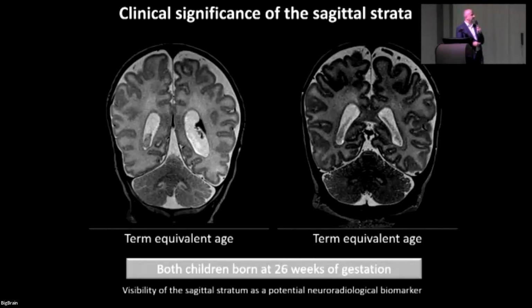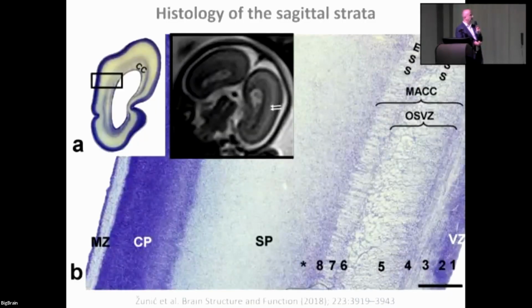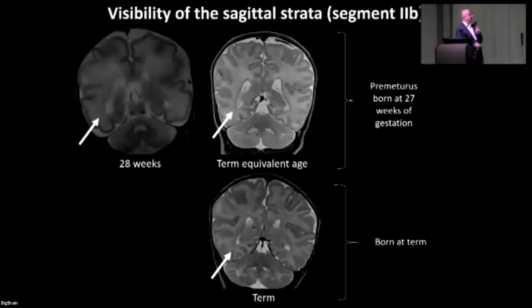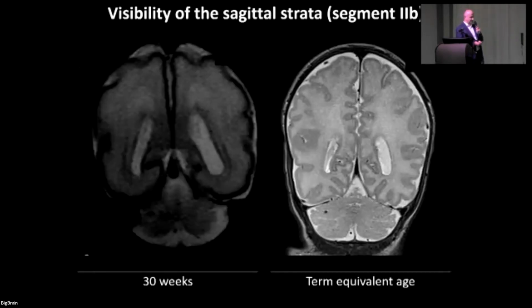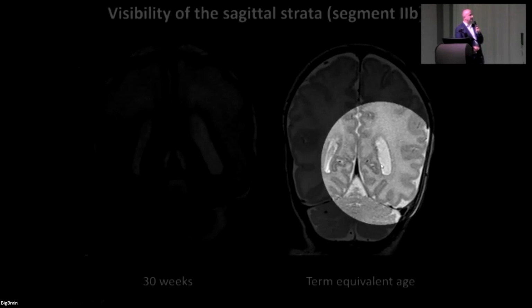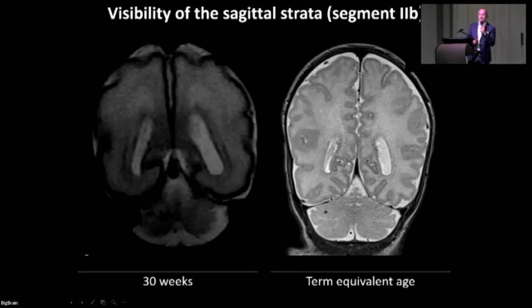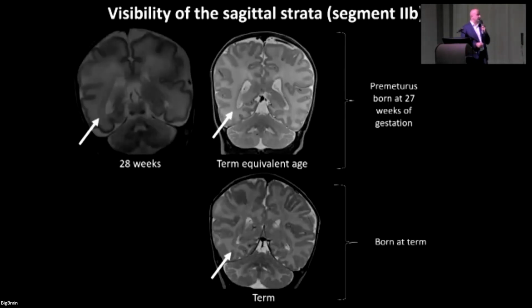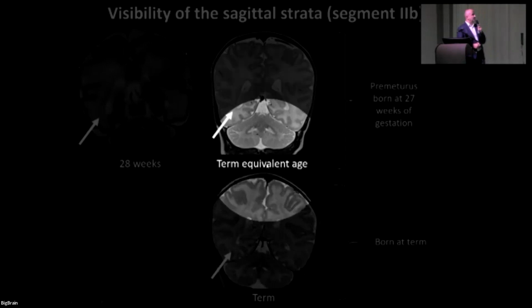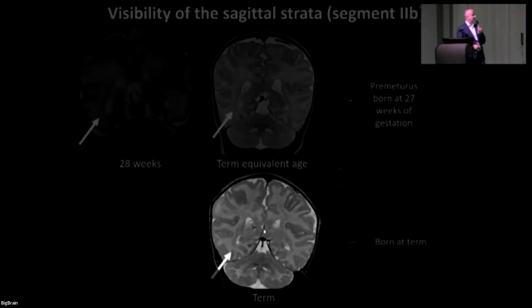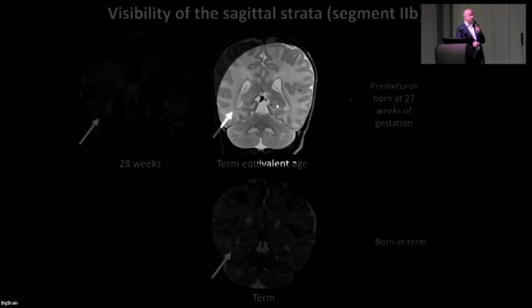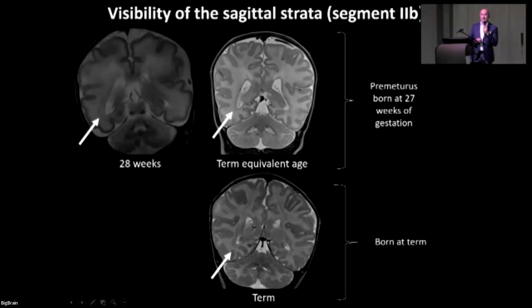When you make a scan at term equivalent age, then you have reduced visibility of sagittal strata, but it is not the same reduction when you speak of a premature baby or when you speak of a term child. Visibility is usually reduced in premature babies. So it seems that this reduced visibility is a biomarker of some developmental impairments.